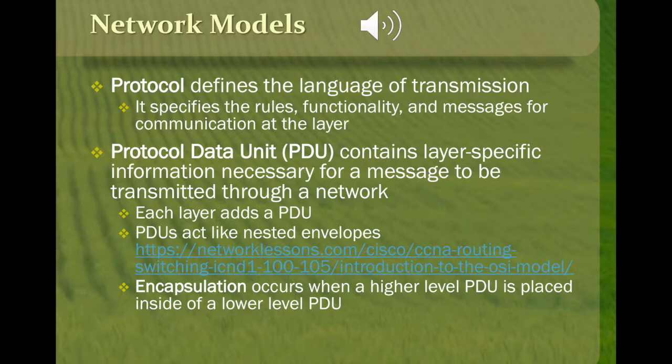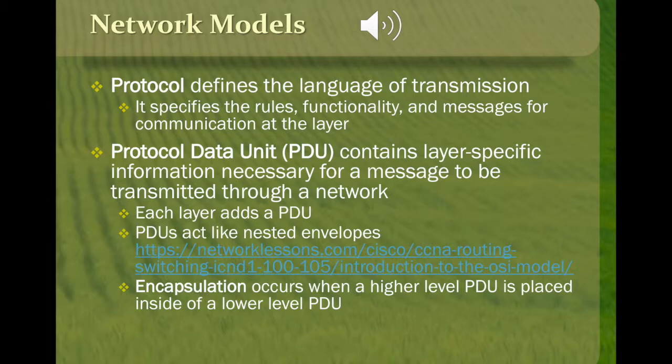Now we're going to talk about different types of network modeling and network models. First term we're going to discuss is the term protocol. This defines the language of the transmission. It specifies the rules, functionality, and messages for communications at a particular layer.